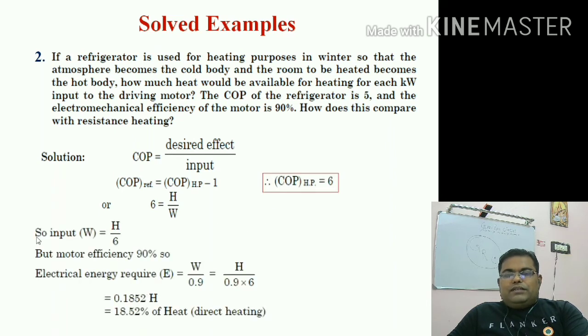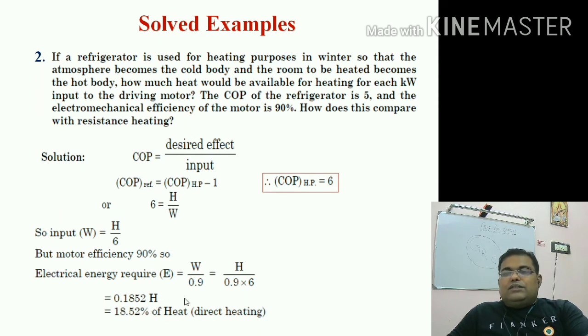So we can say that motor having 90% efficiency, so electrical energy available is W divided by 0.9. So whatever input is given divided by the mechanical efficiency is the available energy. What is available energy? This is the available energy which is given here, W divided by 0.9. So if we find out, this will be nothing but H by 6, so H divided by 0.9 into 6. So we substitute the value, we can get 0.1852 times of heat, right?